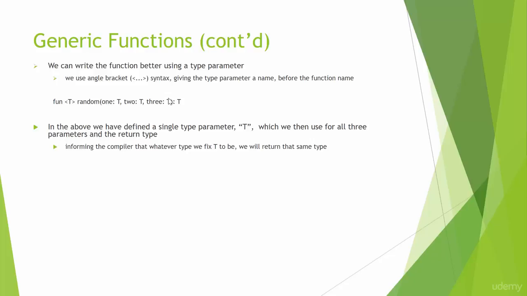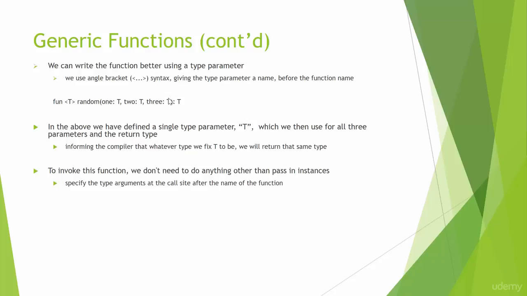So in the above, we have defined a single type parameter T, which we can use for all 3 parameters and the return type. This is informing the compiler that whatever type we fix T to be, we return that same type. So if we pass in a string as the type, it's going to return a string. If we pass in an int, it's going to return an int. Whatever object we pass in, it's going to return.